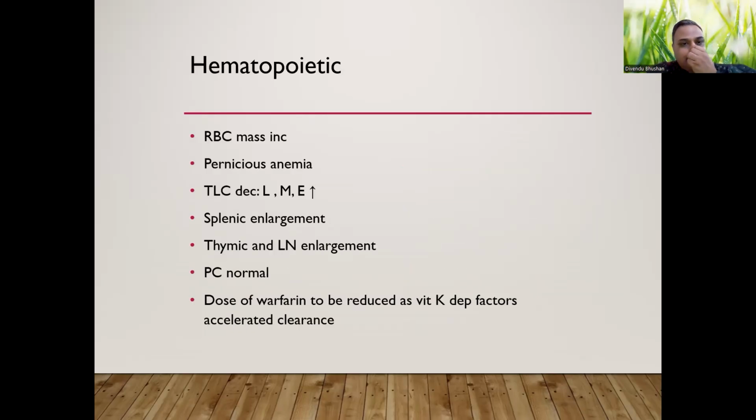In the hematopoietic system, the person can present with increased RBC mass, pernicious anemia, and a decrease in the TLC count with an increase in lymphocytes, monocytes, and eosinophils. Splenic enlargement, thymic, and lymph node enlargement can be found. Platelet count will be normal. The dose of warfarin should be reduced in cases of hyperthyroidism, as the clearance of vitamin K dependent factors is accelerated.